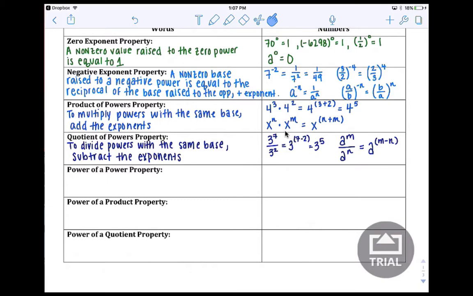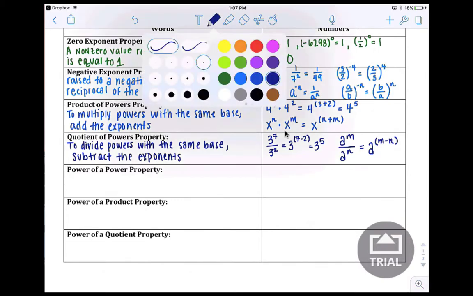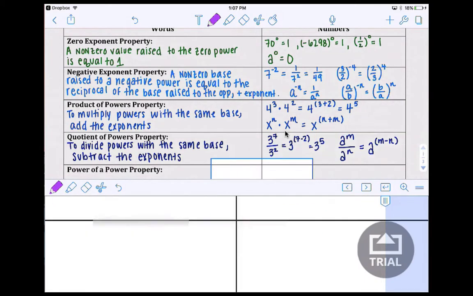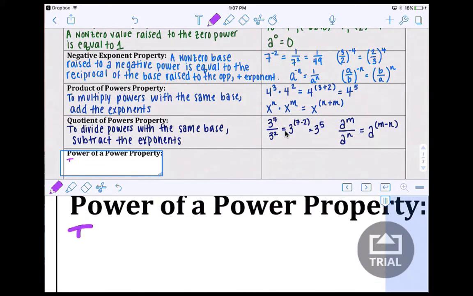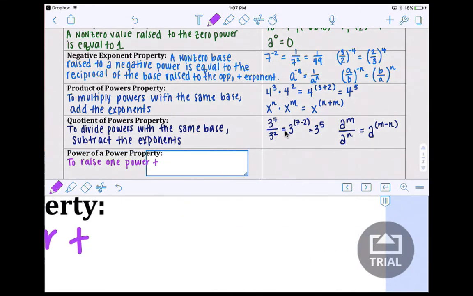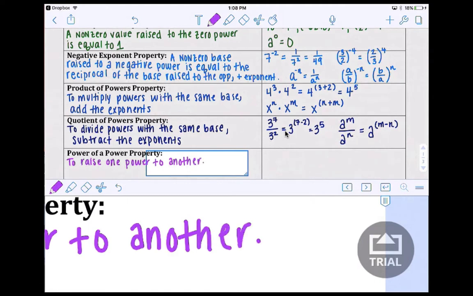Next one, we have the power of a power property. To raise one power to another power, you actually end up multiplying the exponents.